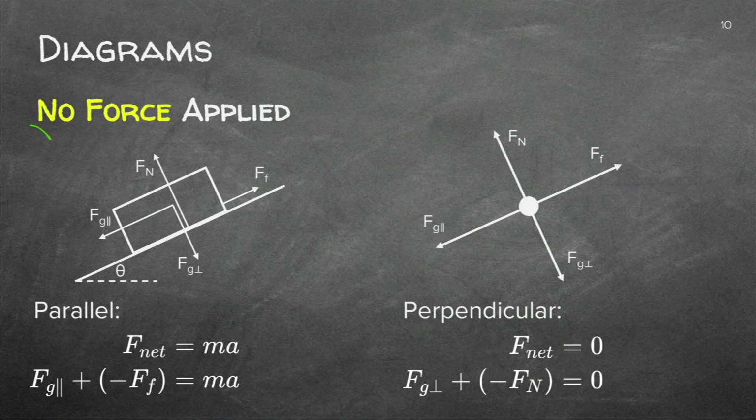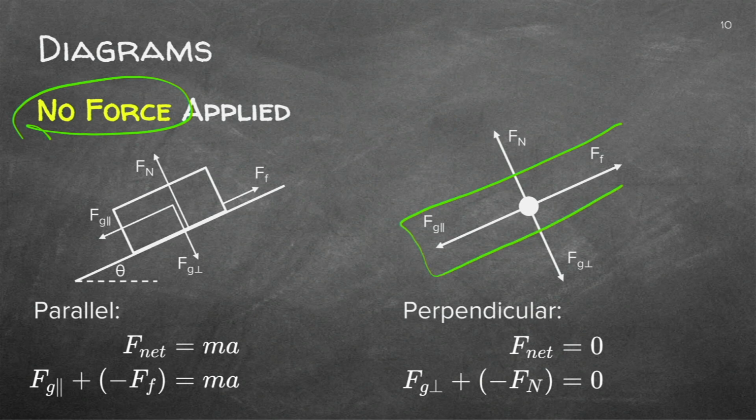If there's no force applied, then the only forces in this plane here, this is the slope, will be the friction and the parallel component. And yes, because there's no force, these two will be equal to each other. And it's usually no acceleration or a constant velocity.